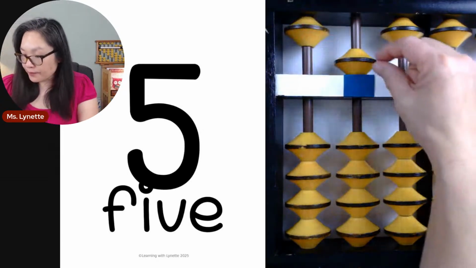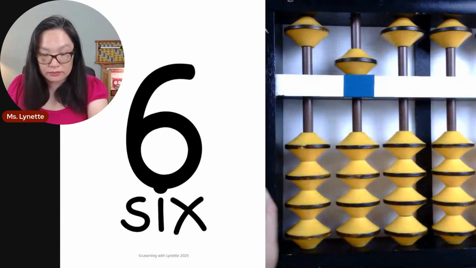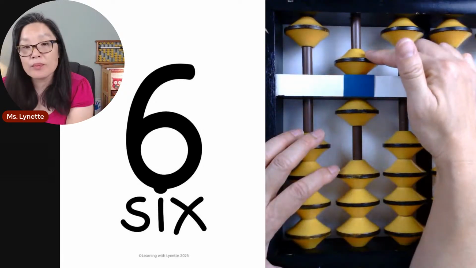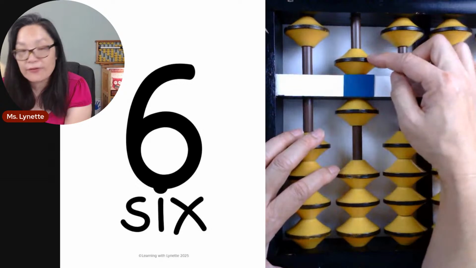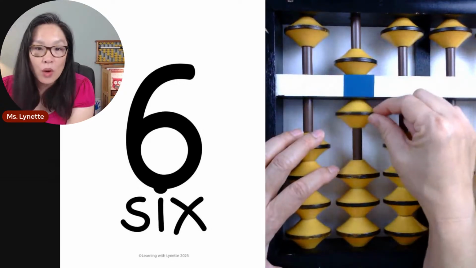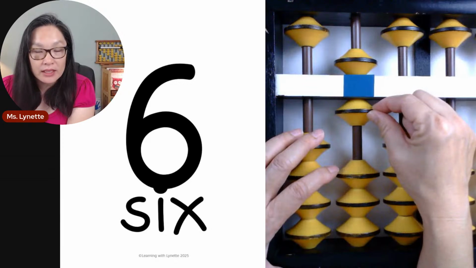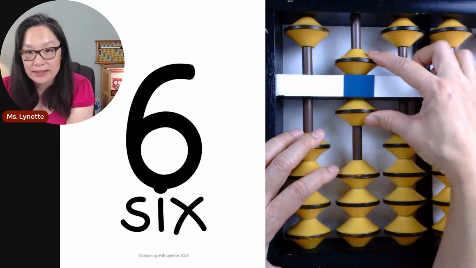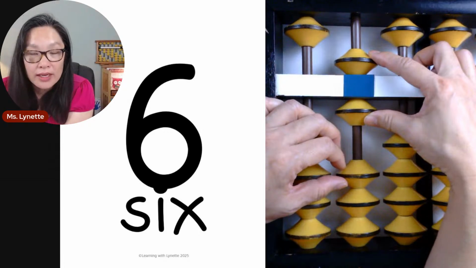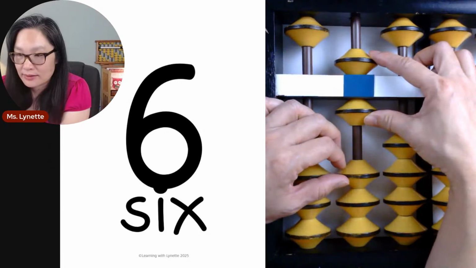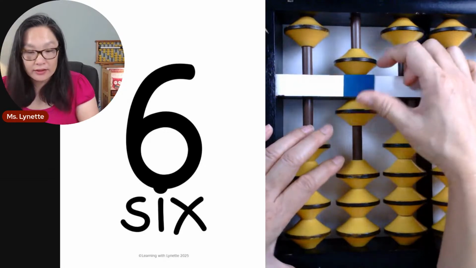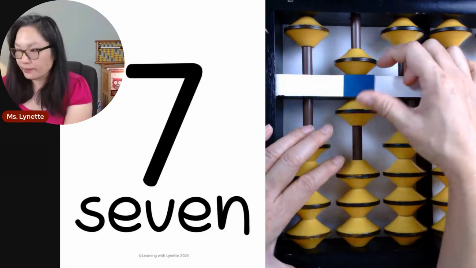So then we continue to count. This is 6. How do I know this is 6? Well, this is 1 bead on top and 1 bead on bottom. The top has a value of 5, so I'm adding 5, 6. 1 bead added makes it 6. And if anybody has questions, go ahead and put it in the chat, and I will answer all of your questions about abacus. So continuing on, we have 5, 6, and then 7.